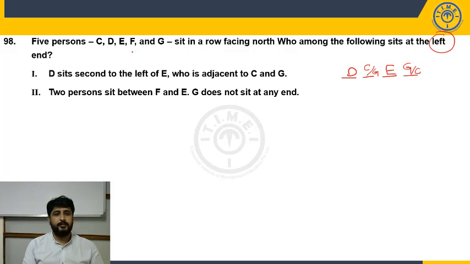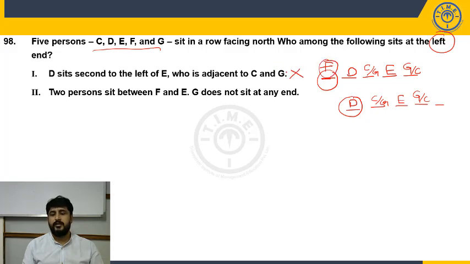We have 5 persons in the arrangement, but as per statement 1, we are getting only 4 people. So the one more person can be at the left hand, or D itself can be at the left hand. And the question asked is the same: who sits at the left hand? Either it can be D or it can be any other person. Who is that person? C, D, E, F. One of these two. So can you say confirmly using statement 1 alone? No. So 1 alone is not sufficient.